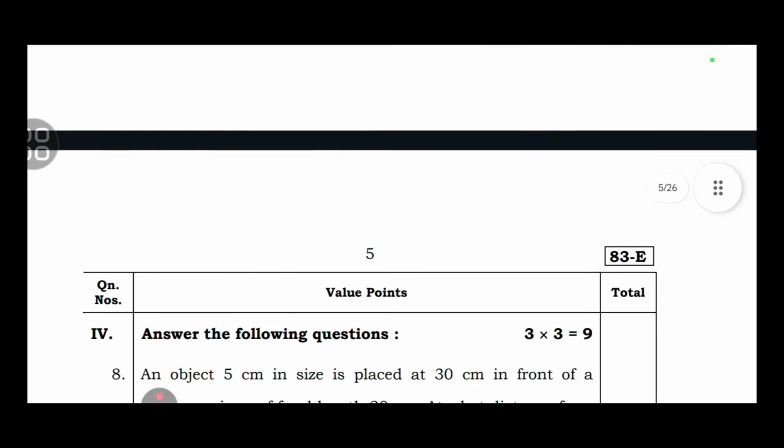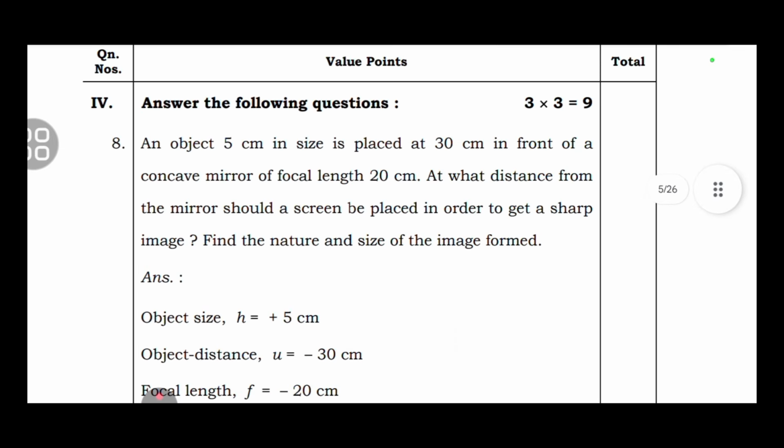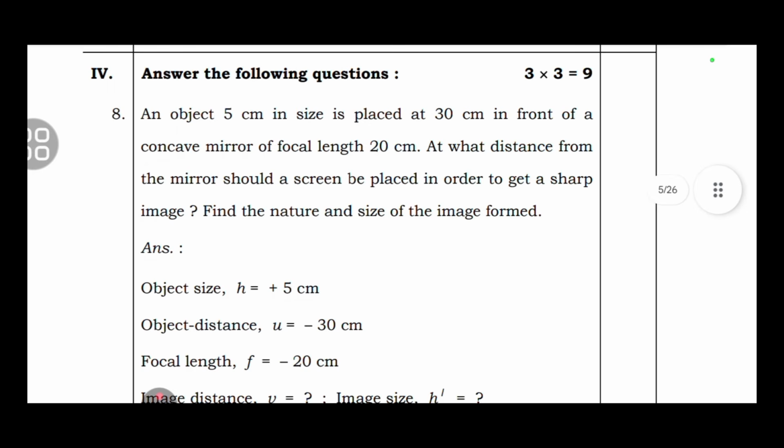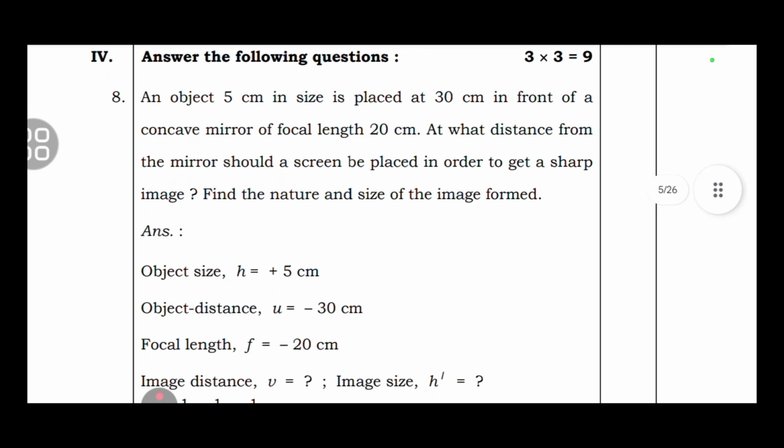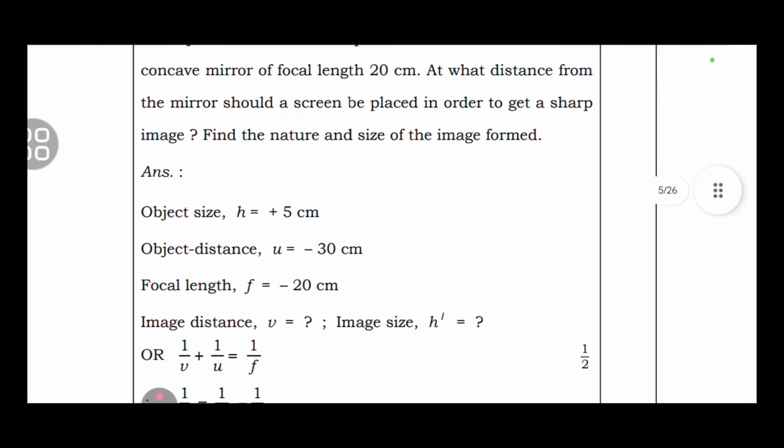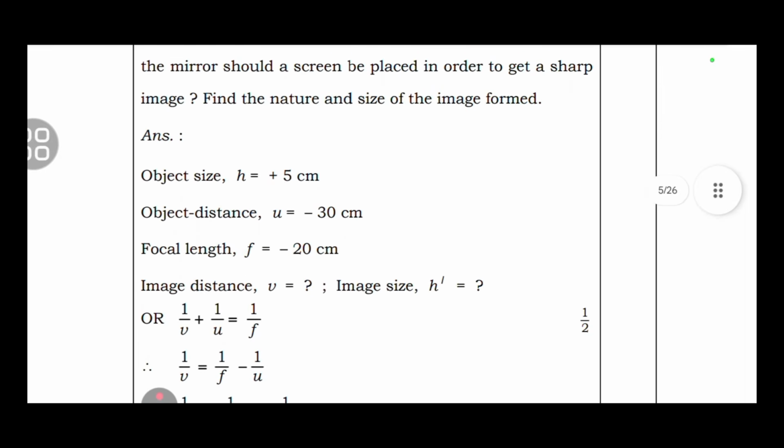And coming to the answer the following 3 marks questions. Total there are 9 marks allocated to this from the physics section. Eighth question, an object 5 centimeter in size is placed 30 centimeter in front of a concave mirror of focal length 20 centimeter. At what distance from the mirror should the screen be placed in order to get a sharp image? Find the nature and size of the image.